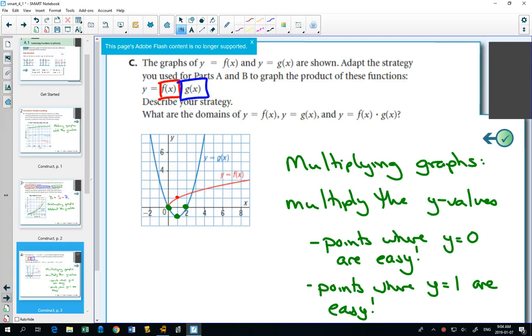We can do the same thing where the blue graph is 1. I'm going to take this point first. Because where that blue graph is 1, if I multiply it by the red graph, my green graph is going to be exactly right on my red graph at that point. Because 1 times anything would stay the same.